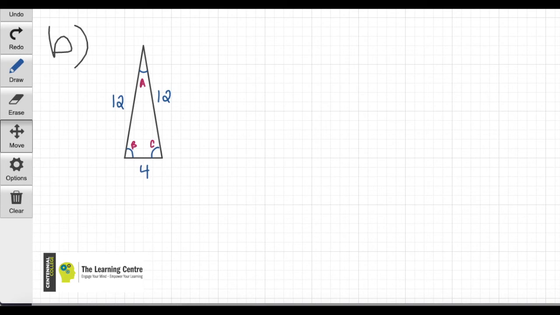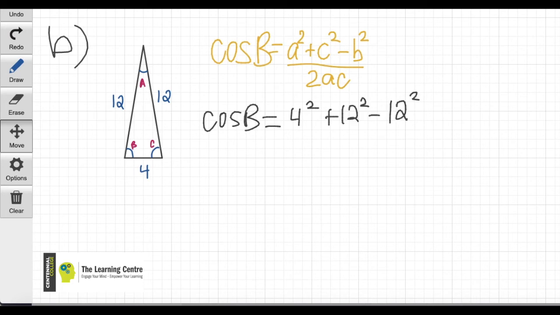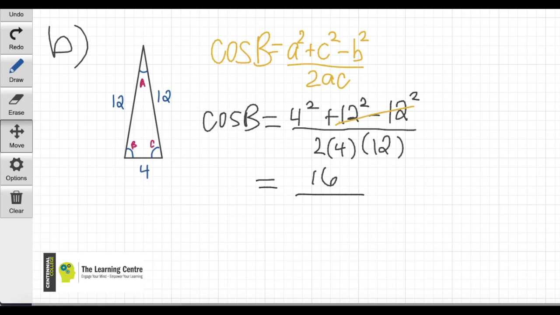We will begin by solving for angle B, and so we want to recall the formula to solve for angle B. And the next thing that we will do is substitute the values of 12, 12, and 4 into their respective places inside the formula and perform the proper order of operations, noting that 12 squared and 12 squared cancel out. And we get the fraction 16 over 96, which reduces to the fraction of 1 over 6.